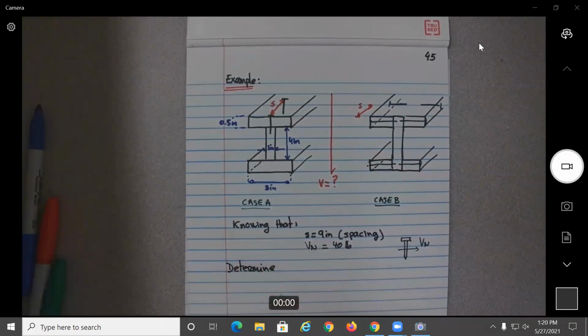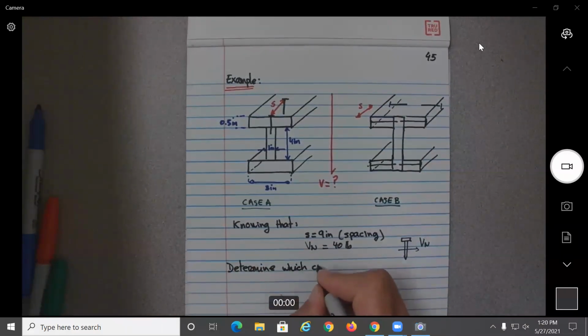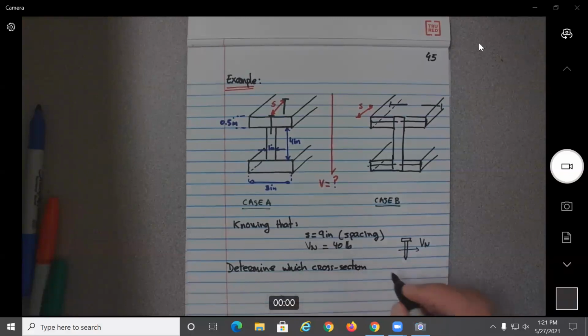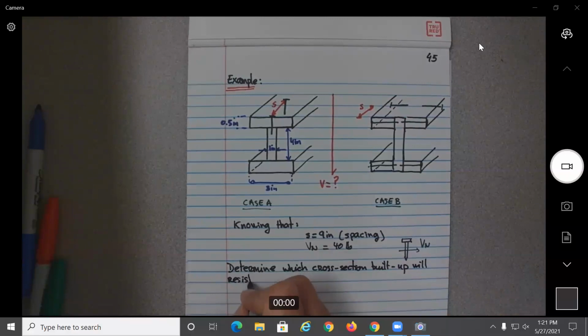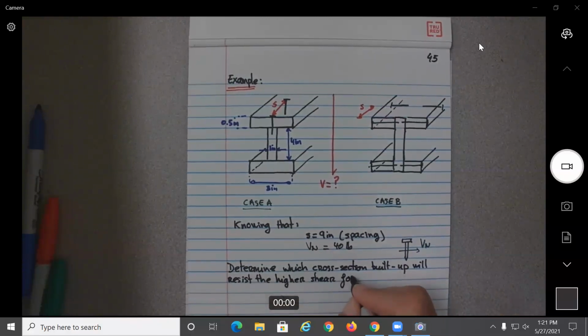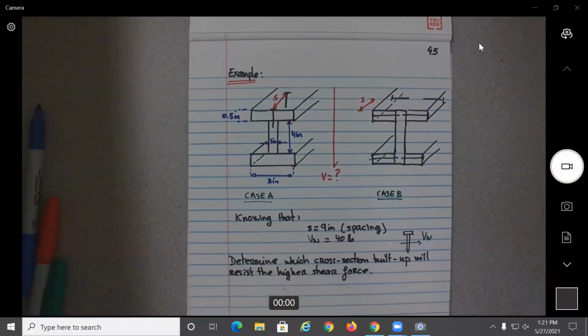So we need to determine which cross section build-up will resist the higher shear force.